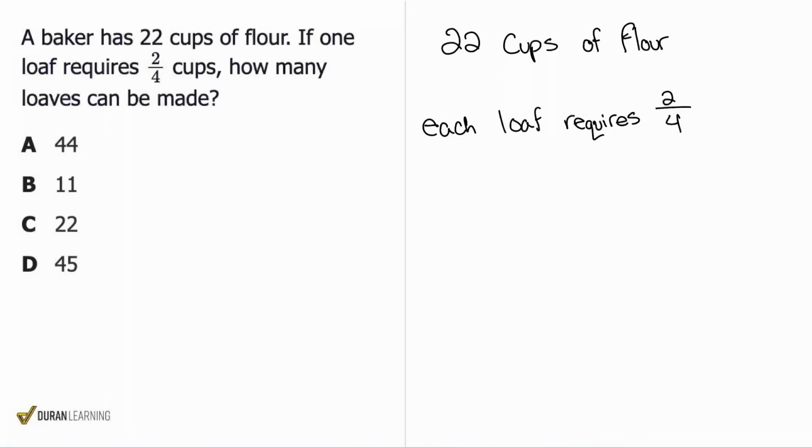So you tell me, everybody, are we working forward, multiplying the 22 by 2/4? Or are we dividing by 2/4 to get the number of loaves? Yeah, we're dividing. So this is a very bad day if you don't like fractions and you especially hate dividing by fractions, because it's going to make itself apparent here.